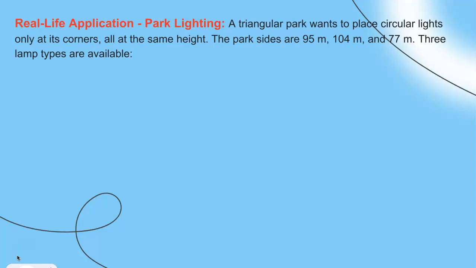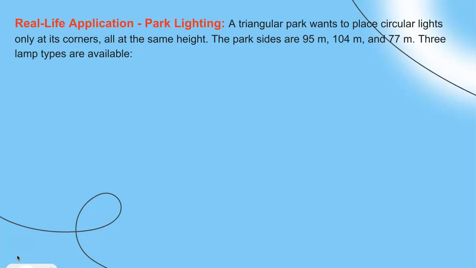Hey guys, today we are going to look at real life problems of the circumcenter. The real life application problem is: a triangular park wants to place circular lamps on its corners, all at the same height. The park sides are 95, 104, and 77 meters.